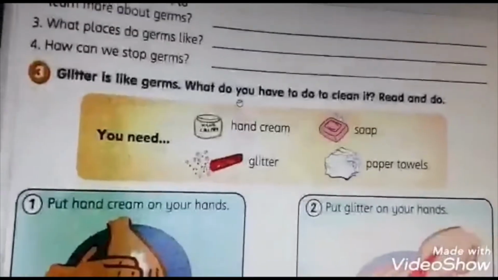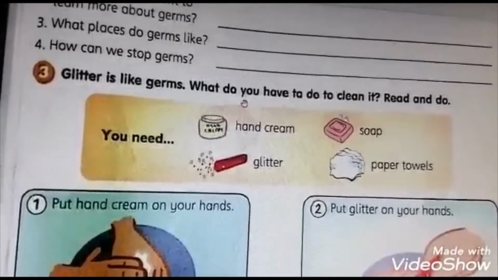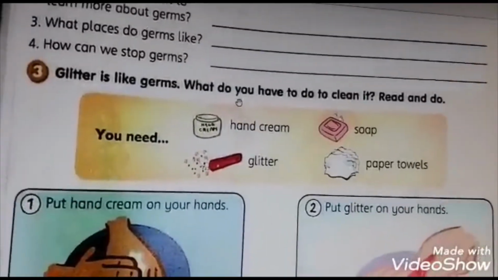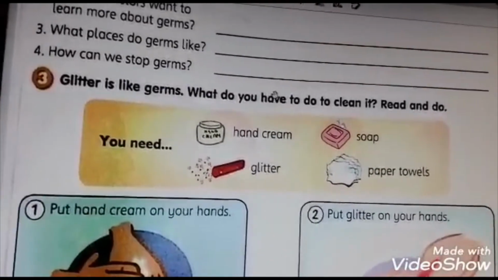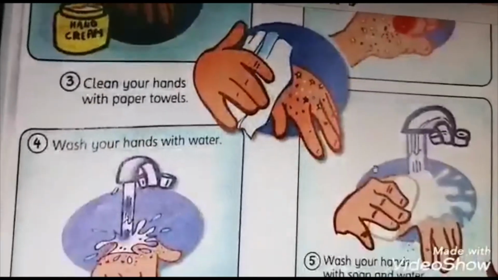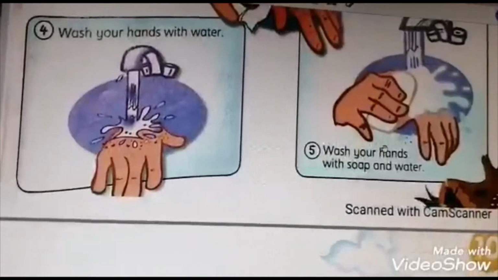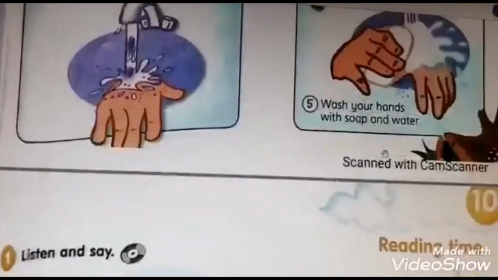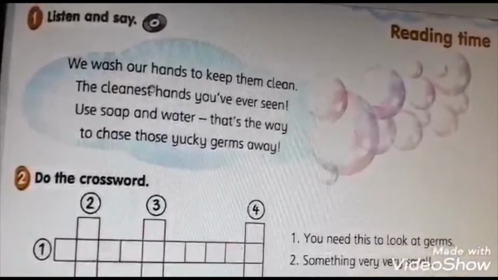Let's have a look at activity 3. Glitter is like germs. What do you have to do to clean it? Read and do. So this is like an experiment. You have to sprinkle some glitter in your hands. Then you have to wash. So this is just like an experiment you can do at home. Now turn to page 91. The workbook, page 91. Listen and say.